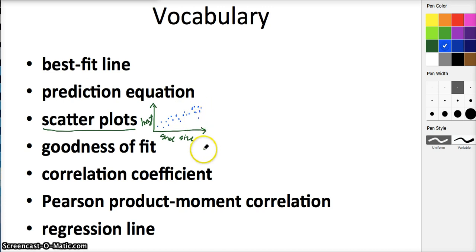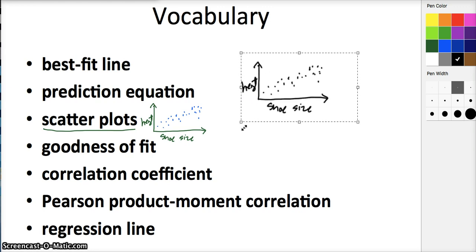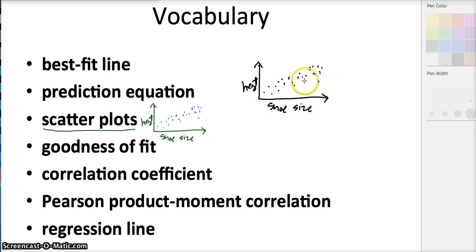Not strictly, maybe even something like that. The larger the shoe size, maybe your height is a little bit taller, you might get something like that. That's what a scatter plot would be. And so a lot of what we're going to talk about is really based on this idea of what a scatter plot is.